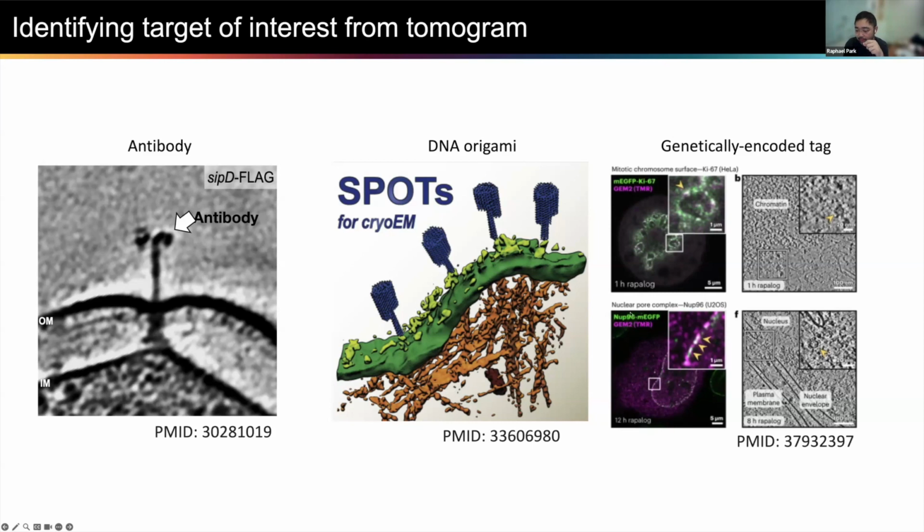And there's also a group that uses a genetically encoded tag. These are called GEMs. You can tag this just like how you would tag GFP to your protein of interest. It will form a small spherical cage next to your target of interest, so you can use this tag visually to identify where your protein of interest is.